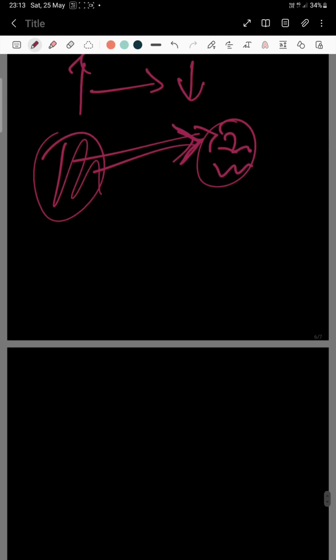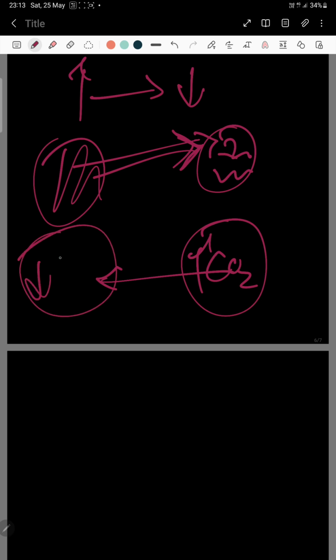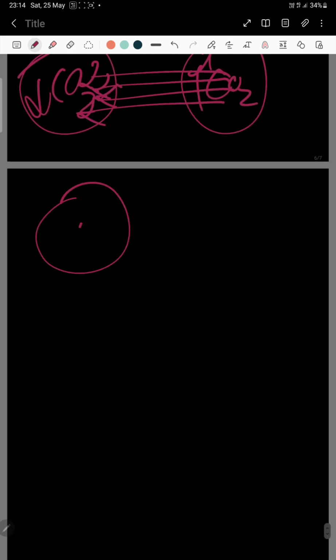So for example, CO2 quantity is high inside the cell, whereas in the outer environment the CO2 quantity is less. So we will have a diffusion gradient like this. CO2 of course is a cellular waste and it needs to be excreted by the cell.